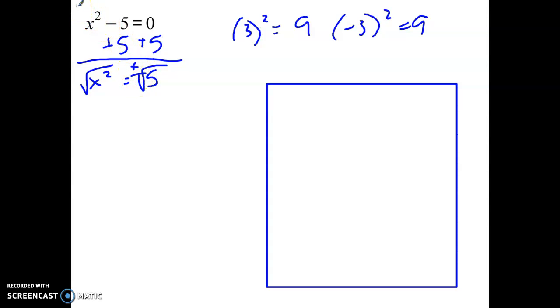All right, on the left-hand side, squared and square root are inverses. So I'm going to end up just with x. On the right-hand side, plus or minus the square root of 5. I would try to simplify this. In this case, 5 is prime, so there's nothing to simplify.